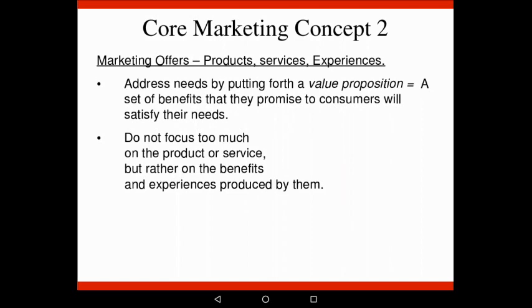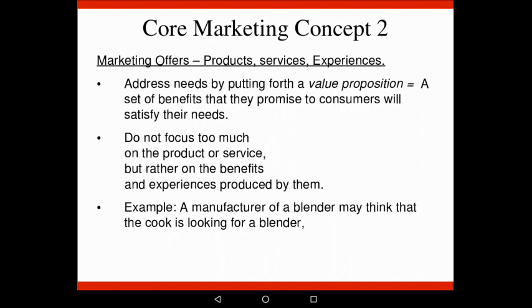Okay, so we do not focus too much on the product or service, but rather on the benefits as marketers. We don't say, hey, buy this burger. No, we focus on the benefits. It's juicy, it's flavorful, it's fast. Those are the benefits of the product. And the experiences, you're going to enjoy it. It's going to taste great. You're going to enjoy the experience produced by the product.